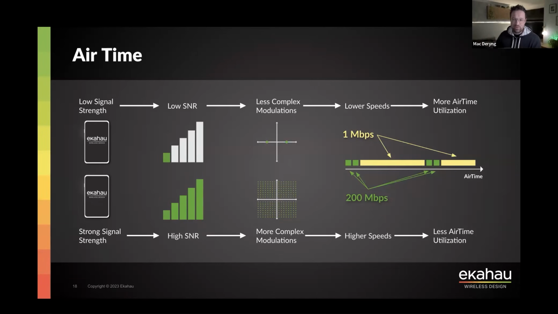We won't have time to dive into MCS rates today, but what we want you to understand is the higher the SNR, the higher the modulation schemes, and that translates to more bits being transmitted at the same time, and the devices with higher SNR will be spending a fraction of a time when compared to devices with very, very low SNR.